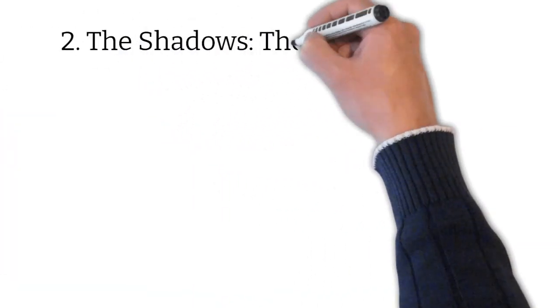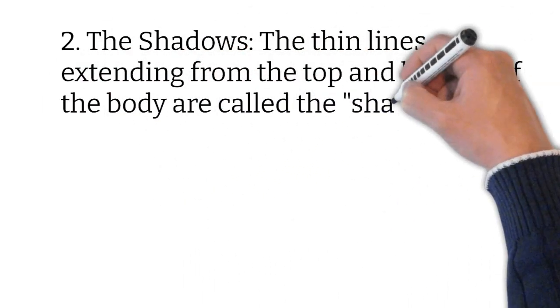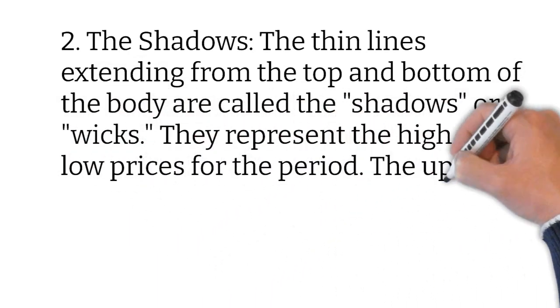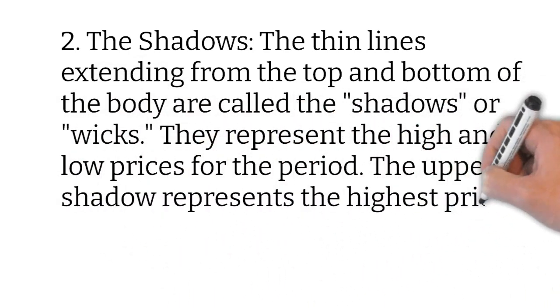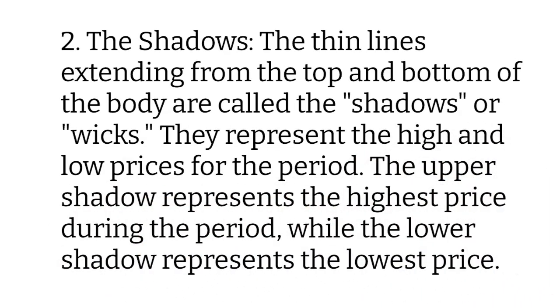Second, the shadows. The thin lines extending from the top and bottom of the body are called the shadows or wicks. They represent the high and low prices for the period. The upper shadow represents the highest price during the period, while the lower shadow represents the lowest price.